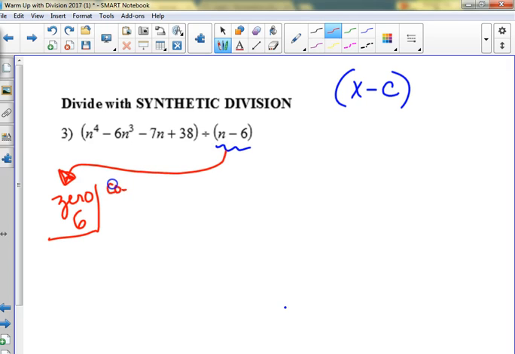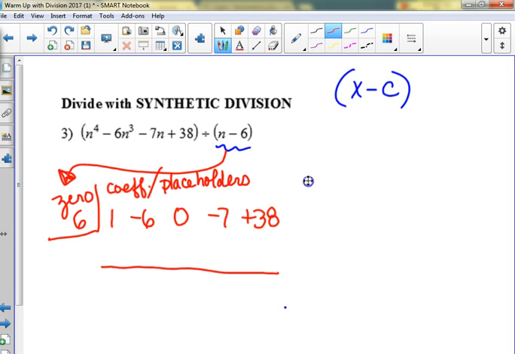Across the top, you write the coefficients, and you have to put in placeholders if there's any missing terms in standard form. So this has a 1 n to the 4th, then what? Negative 6n cubed, 0 n squareds, negative 7n, and the constant term is positive 38.